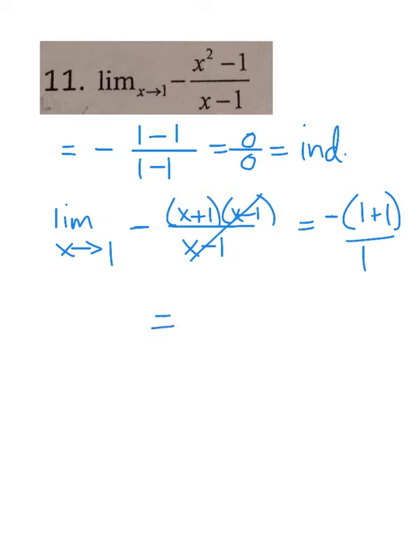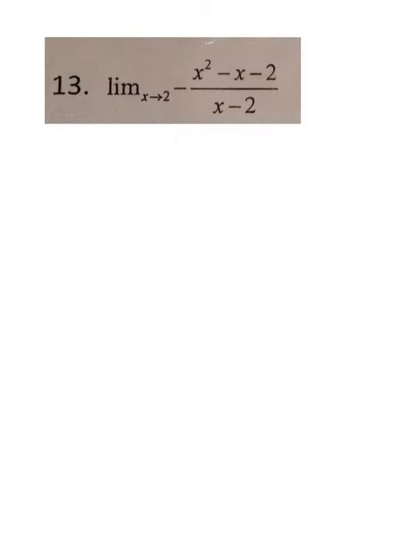So my final answer is -2. Okay? The same thing is going to happen with number 13. If you plug in that 2 into the numerator, I'm going to get 2 squared, which is 4, minus 2, minus 2. And in the denominator, I'm getting 2 minus 2. So there's your indeterminate again, 0 over 0, which we can't have.